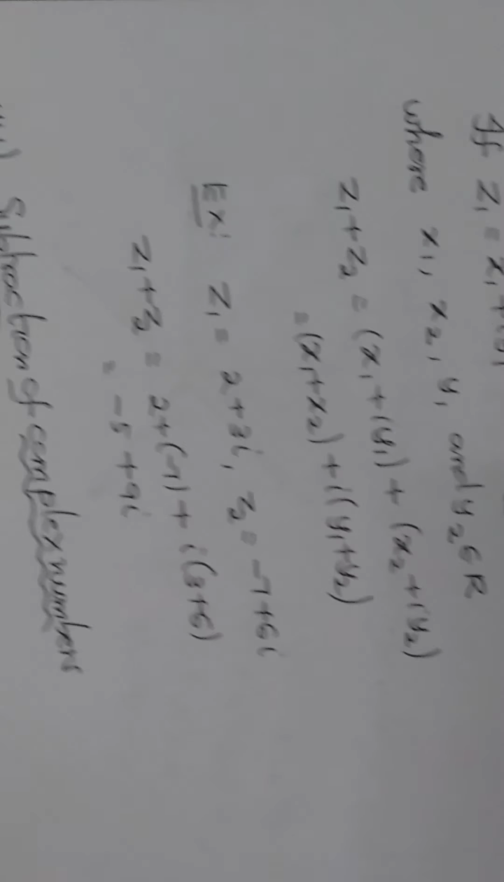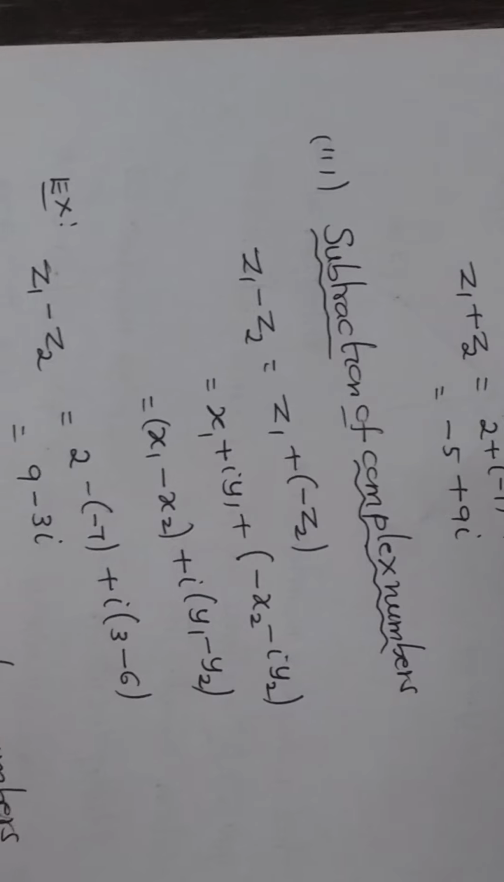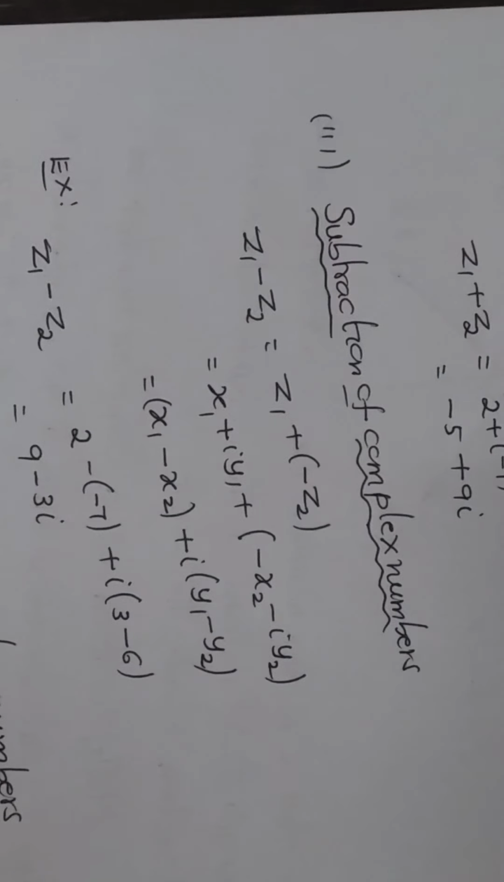Next, subtraction. Even for subtraction, you have to follow the same procedure. You see here, same example I took for subtraction also. Subtraction of complex numbers, z1 minus z2. z1 plus minus z2 I can write. So the second one becomes minus x2 minus iy2. z1 is the same, x1 plus iy1. Now you subtract the real part separately and the imaginary part separately. x1 minus x2, this is the real part, plus i into y1 minus y2, the imaginary part.